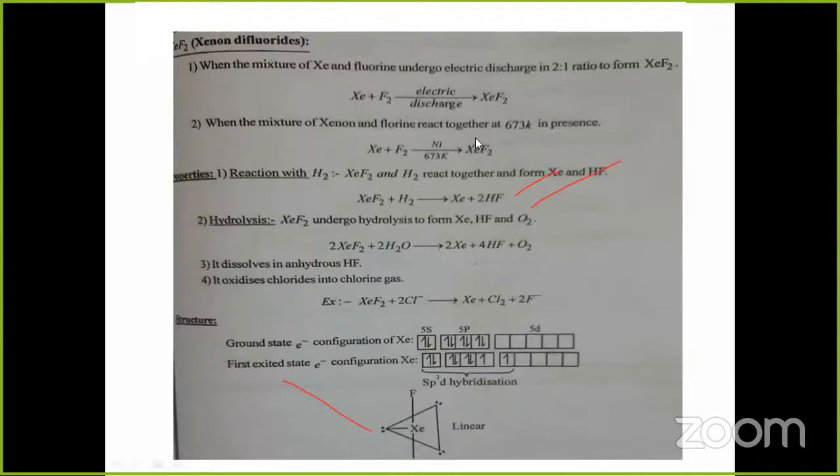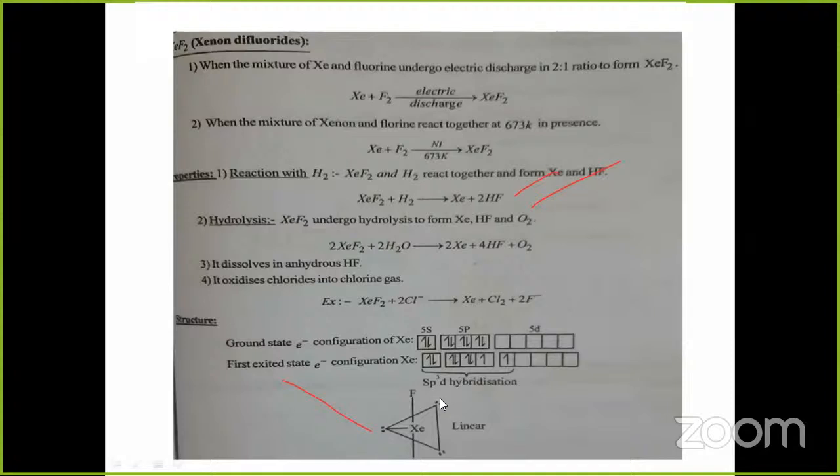Don't just think about it, you have to give only the structural information. The preparations, the properties, leave it. But you take xenon F2. The xenon F2 preparations, leave it. And properties, only one property is important here. The xenon F2, when it reacts with water, gives xenon plus HF plus O2. That property is important.